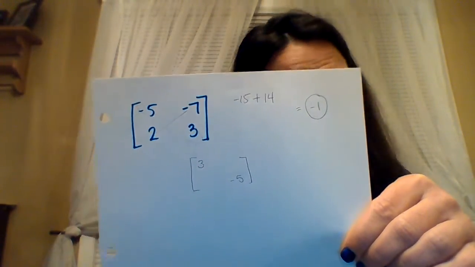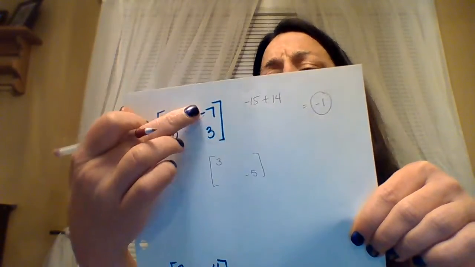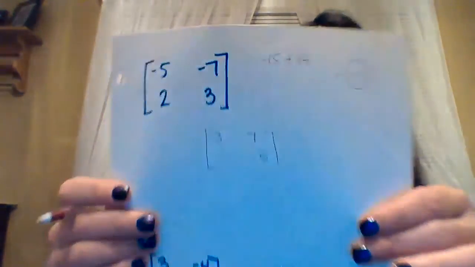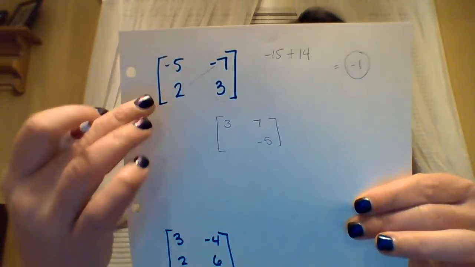All right, what type of 7 do you currently see? It's going to stay in that same spot. We're just going to make it positive. What type of 2 do you currently see? So we're going to make it negative.